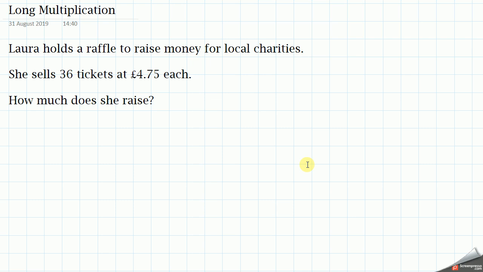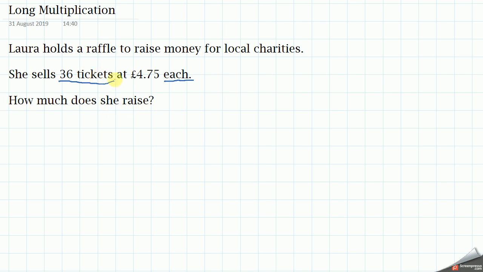Okay, this is a recording of a question using long multiplication. We know it's long multiplication because we're being told that they're holding a raffle to raise money for local charities. When you see the word each, that implies that that's one ticket. We have a total of 36 tickets. And they want to know how much they should raise in total.